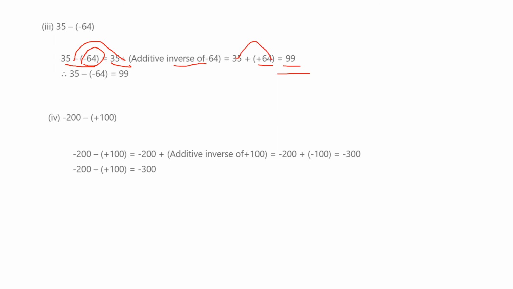Next one, minus 200 minus of plus 100. That means minus 200, you change the sign to plus, and the additive inverse of plus 100 is minus 100. So here both are minus signs, which means add the numbers first. 200 plus 100, 300. Both minus, so you write the answer also minus. So minus 300 is the answer.